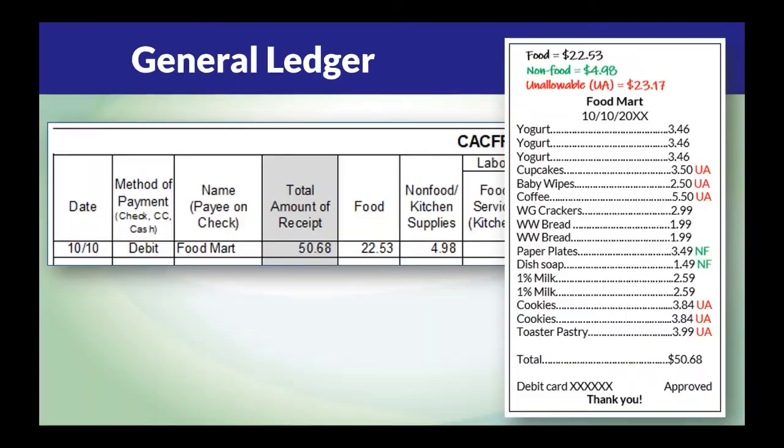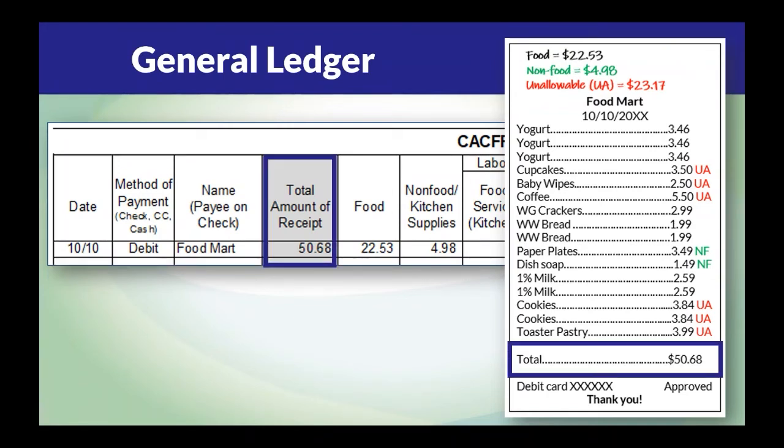Let's go through an example of tracking food program costs on the CACFP General Ledger. The costs on this receipt are food and non-food. This is what you will track on the General Ledger. First, record the date of purchase, method of payment, and the payee. In the next column, record the total amount of the receipt. In this example, the total amount of the receipt is $50.68.